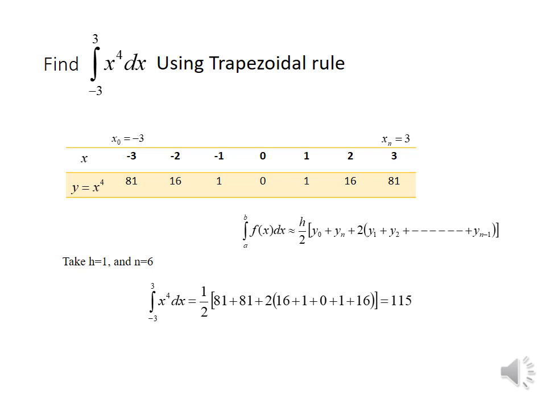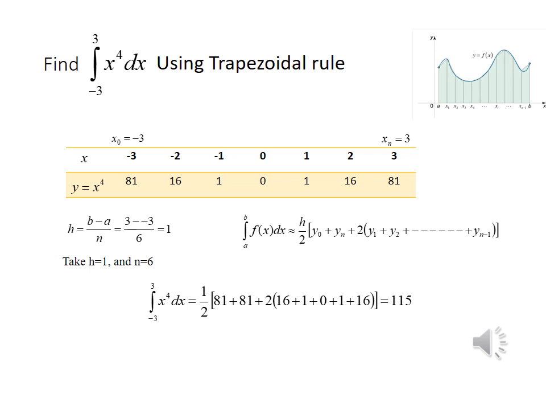The trapezoidal rule states that the integral from a to b of f of x dx is equal to h by 2 into y0 plus yn plus 2 times y1, y2, etc. yn minus 1. So here b minus a is 3 minus minus 3, that is 3 plus 3, that is 6. So n equal to 6. You can calculate h is equal to b minus a divided by n. That means 3 minus minus 3 divided by 6 equal to 1. So h equal to 1.